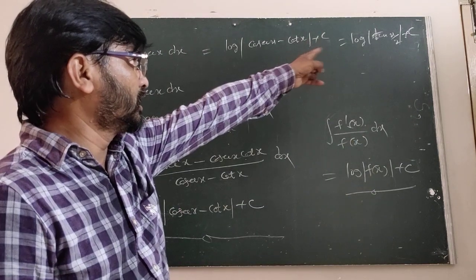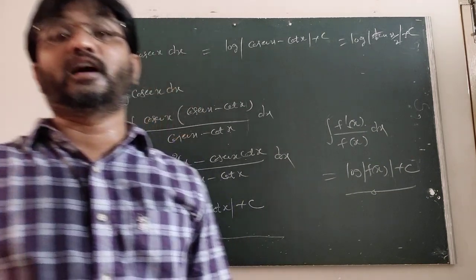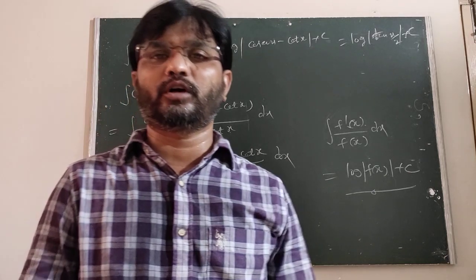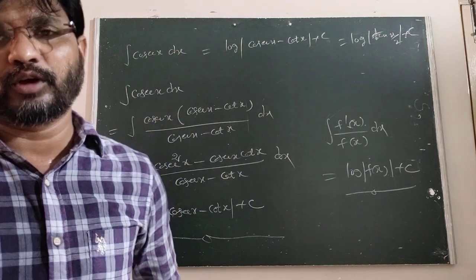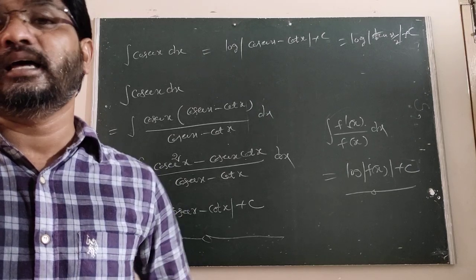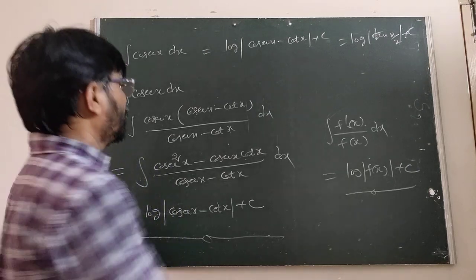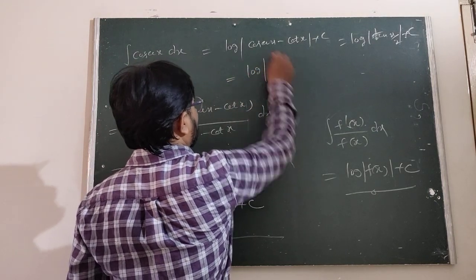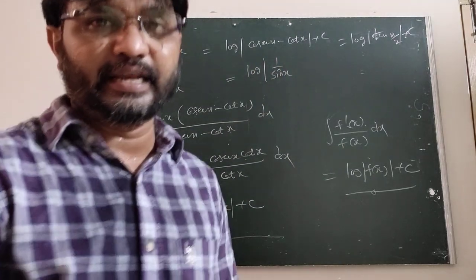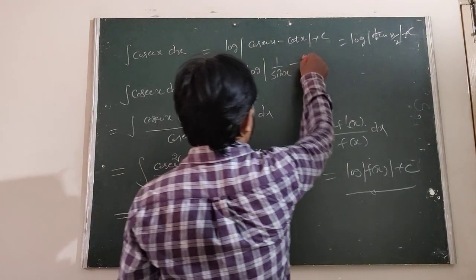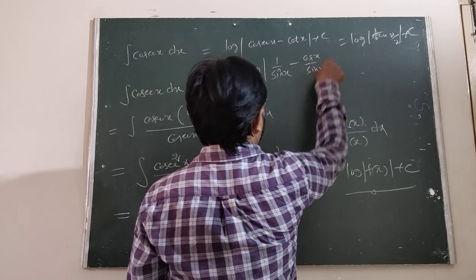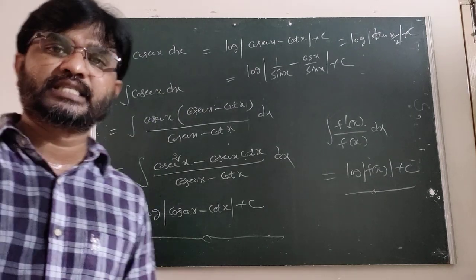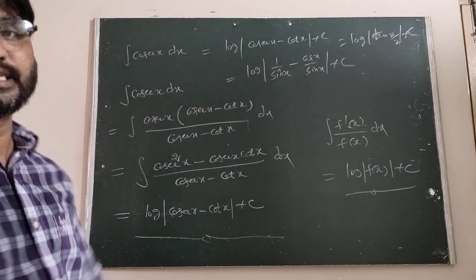And now let us prove the second part, log mod of tan of x by 2. We know that cosecant x is the reciprocal of sine, and cot x is cos x by sin x. Therefore, we can write this as log mod of 1 by sin x, the reciprocal of cosecant, and cot x is cos x by sin x, plus c. Yes or no? Here cosecant x is 1 by sin x and cot x is cos x by sin x.